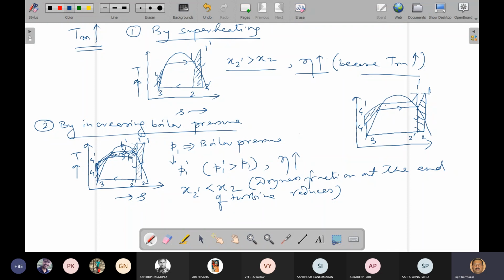Okay, so this is the part you can find. This is the T versus S diagram. Here the extra work done is coming in this case, and that's why the efficiency improves. But here one point is very clear: x2 dash is less, it is reduced compared to x2. So the dryness fraction at the end of the turbine reduces. That is the part you can find in this case.